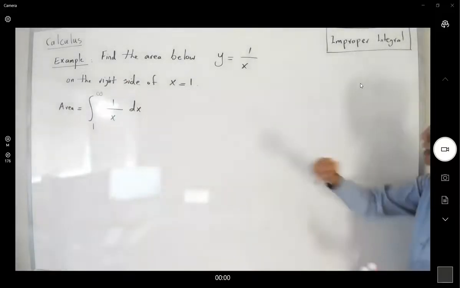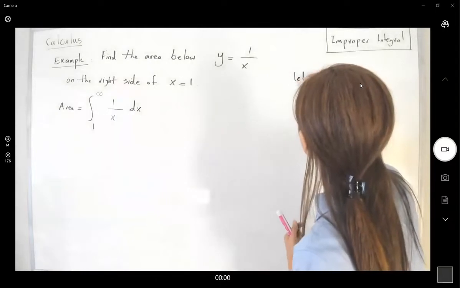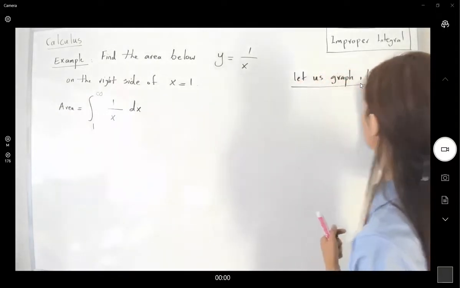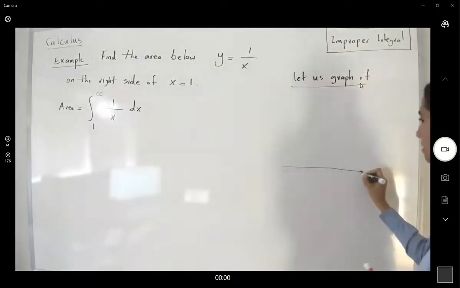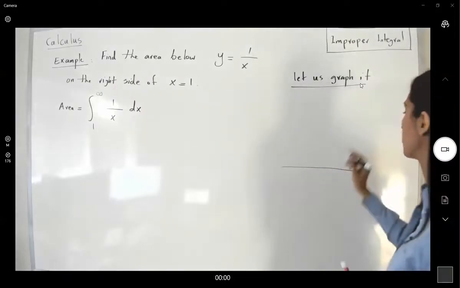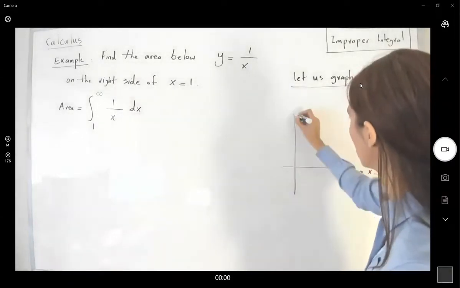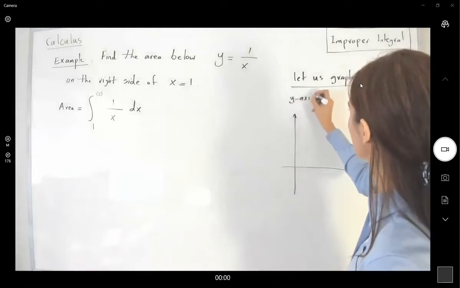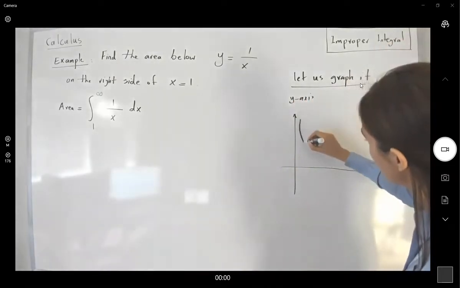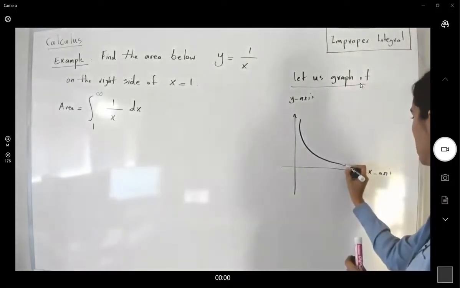So 1 over x, here we have our graph. Let's graph it. This is our x-axis. We're working on the right-hand side of x equals 1, so we're going to ignore the left-hand side of the graph. X-axis, and here you have your y-axis. This is your function, the graph of the function. It behaves like this. Okay. Continues.